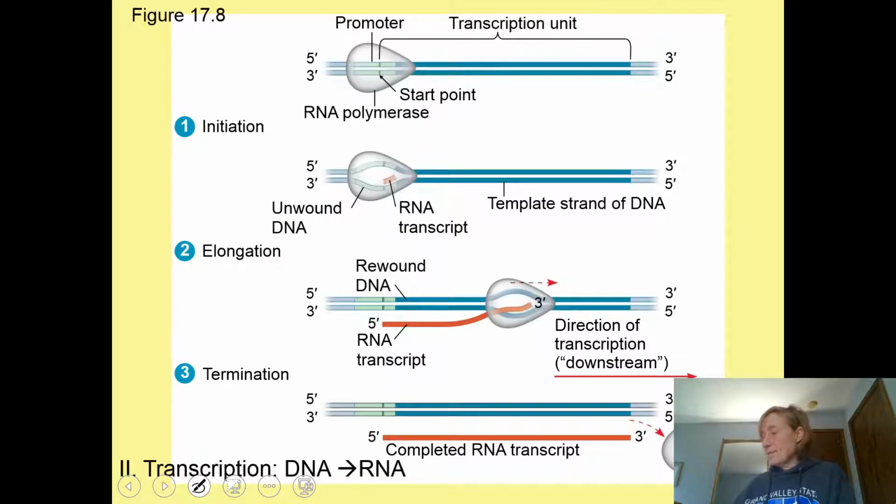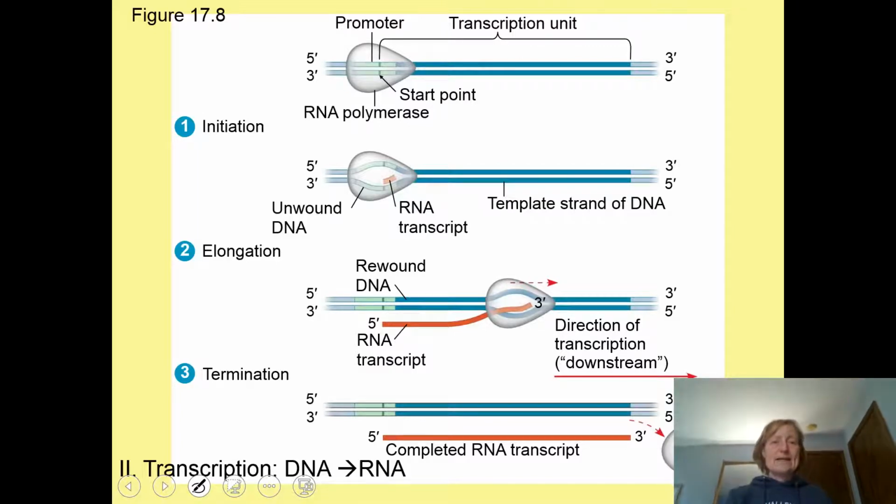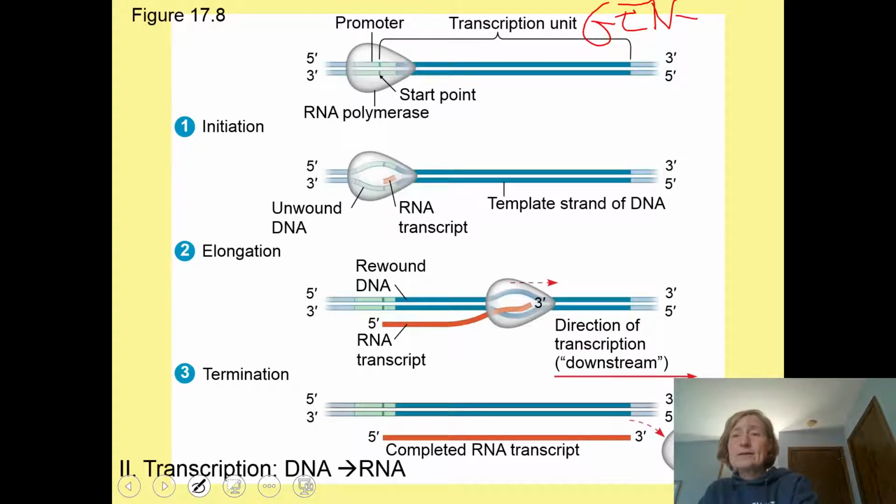So we're going to start thinking about transcription and what happens in transcription. Here's a picture that we're going to look at, and I'm going to draw a couple pieces of this as well. This is figure 17.8. What we're looking at here is a piece of DNA. It's called the transcription unit. Think of this as being a gene.